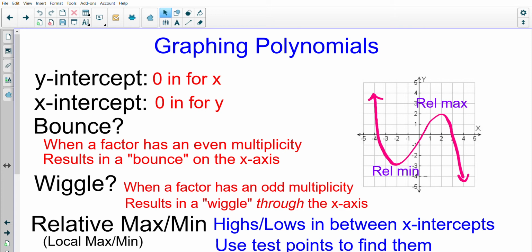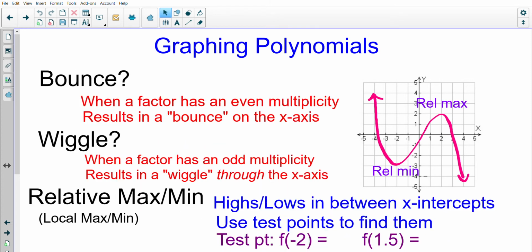How about our relative maximums and minimums? Well, those refer to the highs and the lows in between the x-intercepts. If you look on the graph, you can see I've marked a relative maximum at 2 and a relative minimum at about -2. Sometimes these are called local maximums and minimums, but what we do is use test points to find them. The test points we pick will be points that are in between some x-intercepts. So for example, we might pick a test point of -2 and a test point of, say, 1.5 or 2.